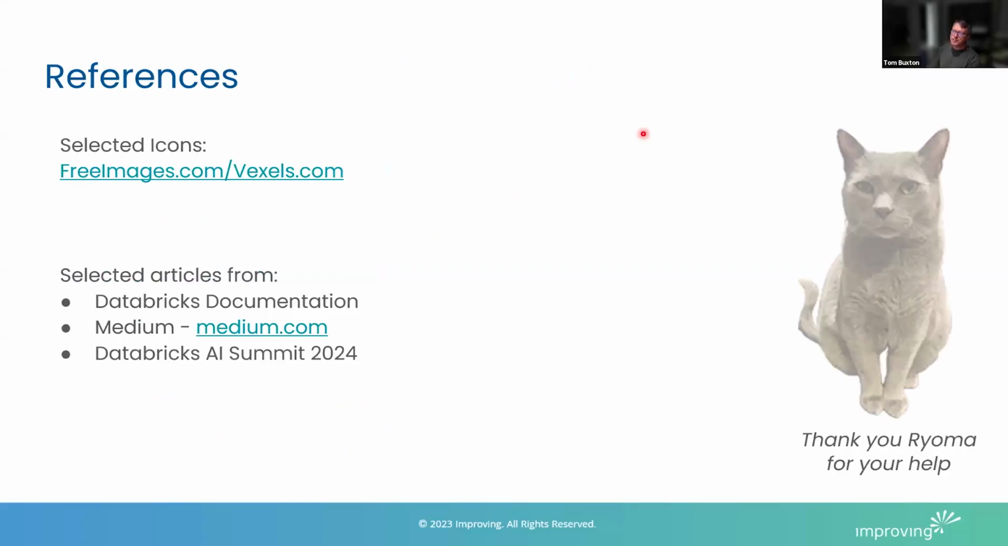Just a couple of references moving forward. Thank you to the internet for all of the free images that we can pull. We have access to huge amounts of Databricks documentation. I find Medium an incredible resource for getting people's interpretations on how to interpret the Databricks documentation. Lots of great information there. And it's always worth circling back to the AI summits. It's where Databricks makes most of its major announcements.